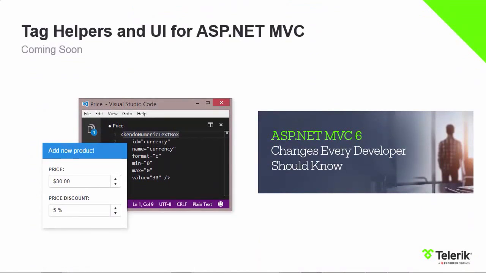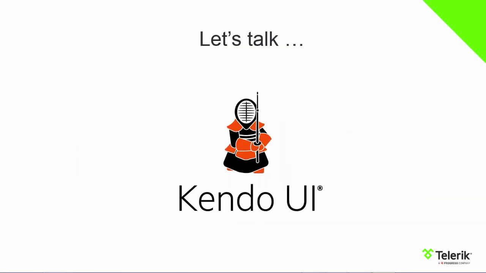And on a final note, before we move on, I wanted to mention that tag helpers for ASP.NET MVC6 are in development. Tag helpers are a new Razor feature in MVC6 that makes server-side development even easier. If you'd like to learn more about tag helpers and what's coming in ASP.NET MVC6, then stop by developer.telerik.com and get the free white paper ASP.NET MVC6 Changes Every Developer Should Know. Let's move on to Kendo UI.